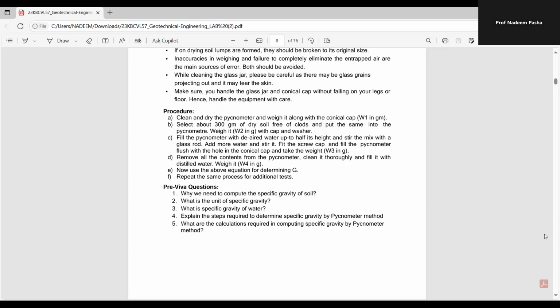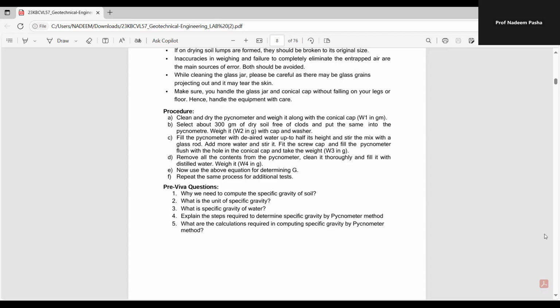Next, fill the pycnometer with de-aired water up to half of its height and stir it with the mixed soil and water. Add more water to seal. Fit the screw cap and fill the pycnometer flush with the hole in the conical cap and take the weight. W3 gram is the weight of the pycnometer with half-filled soil and half-filled water. That will be W3. Remove the contents from the pycnometer.